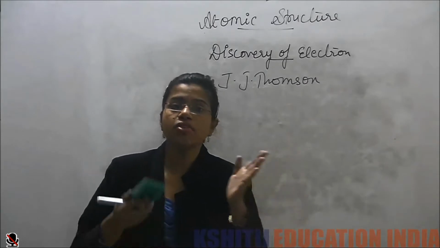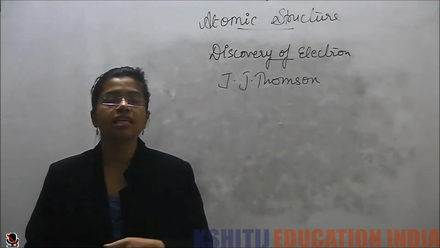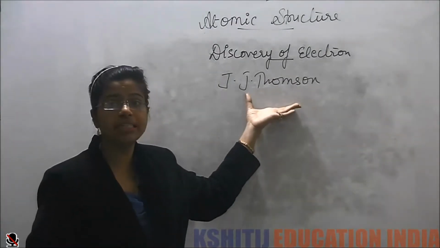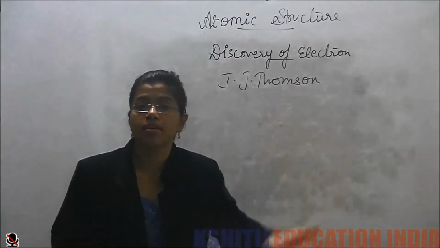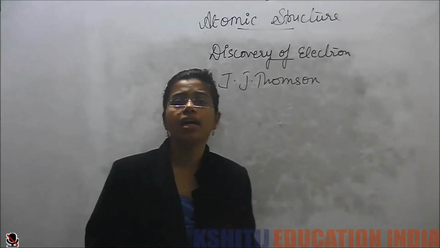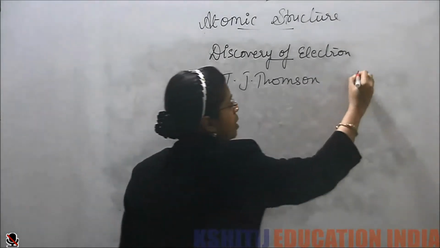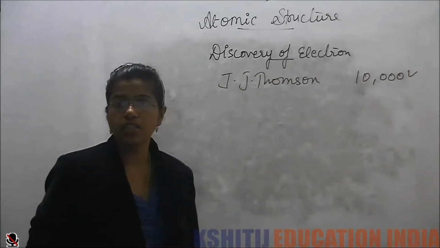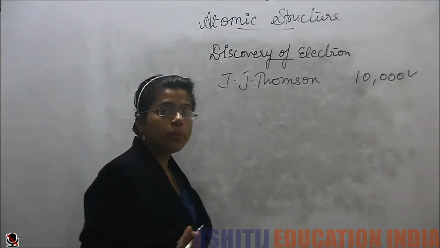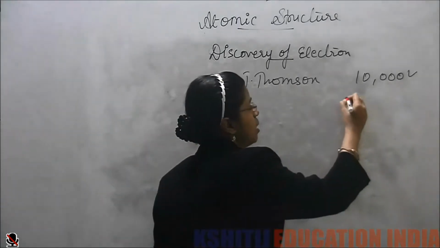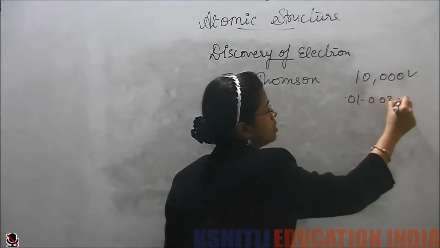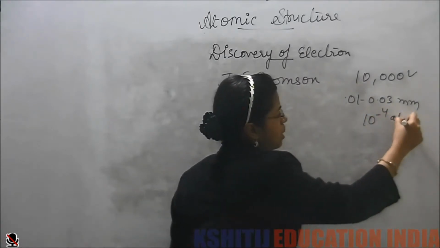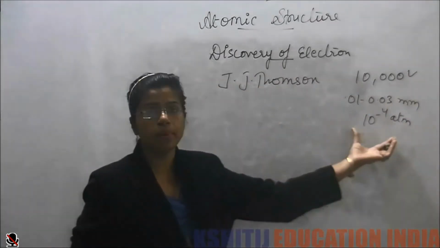The passage of electricity through gases was studied by a number of scientists, and the most significant study was done by Sir J.J. Thomson, which led to the discovery of the electron. A current of high voltage, say 10,000 volts, was passed through air kept at a very low pressure, approximately 0.01 to 0.03 millimeter, or you can say 10 to the power minus 4 atmosphere. This much low pressure was there.